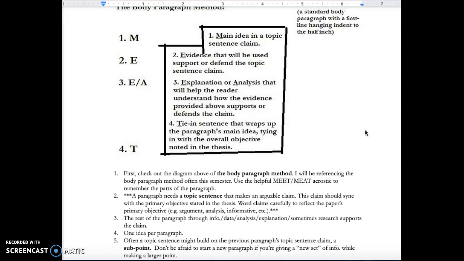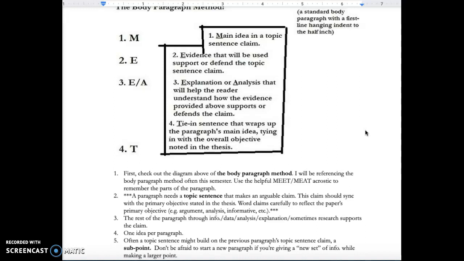And immediately after that, there's going to be a moment, part 3, for you to kind of unpack the information that you have just given the reader. And that's analysis or explanation. You're going to help the reader see how that information helps prove some kind of point that you've made in the very first sentence of the paragraph.